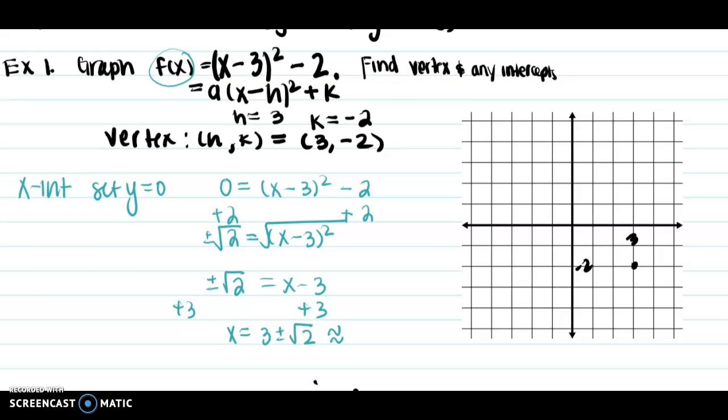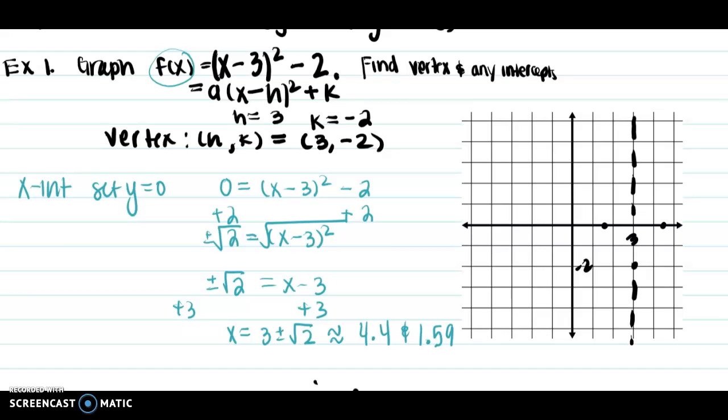And then we're going to find the decimal for that. All right, so I plugged that into my calculator, and I got 4.4 and 1.59. So let's put that on the graph. So the x-intercepts are 4.4, so about here, and 1.59, so about there. And then don't forget the axis of symmetry is your h, so that's 3, and that's going to be a vertical line going through 3. So we're just going to dot that.